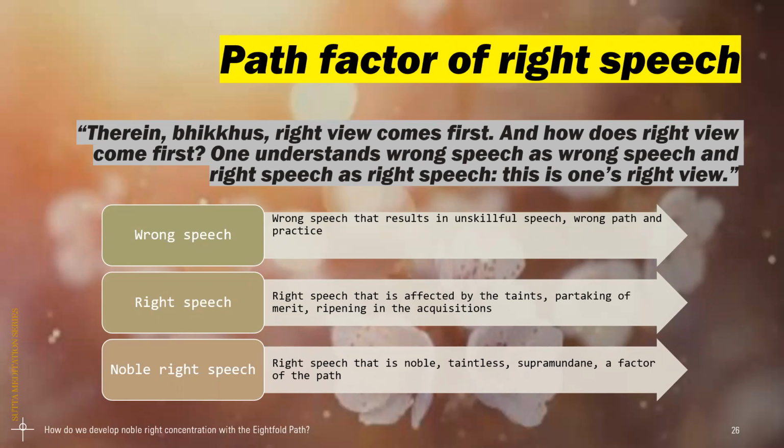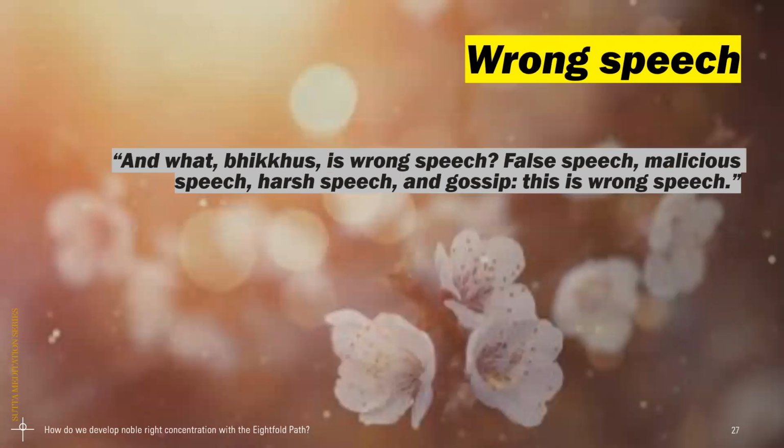And of course, we go through wrong speech, and then we go through the twofold kinds of right speech. So firstly, wrong speech. The Buddha says that wrong speech is false speech, malicious speech, which we also know as divisive speech, harsh speech, and gossip or frivolous talk, idle chatter.